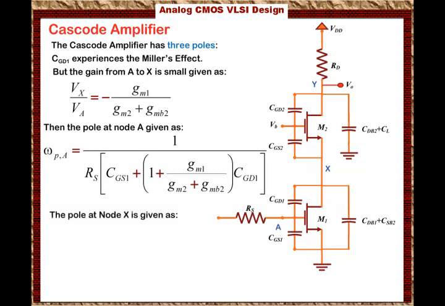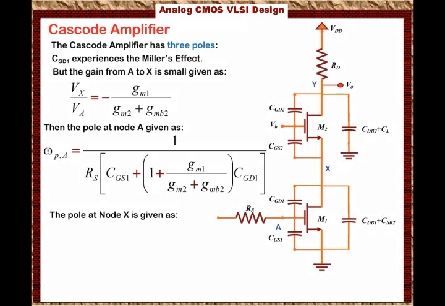Now, there is another pole located at node X, which means at the drain of M1, or the source of M2. To do that, we have to calculate the equivalent resistance at that node, and we have to calculate the equivalent capacitance at that node. The equivalent resistance at that node can be approximated to be the resistance seen through the source of M2, which is 1 over Gm2 plus Gmb2. That should be in parallel with RO1, but RO1 is very large and 1 over Gm2 plus Gmb2 is very small. That means the equivalent resistance is 1 over Gm2 plus Gmb2. So we know the equivalent resistance at node X.